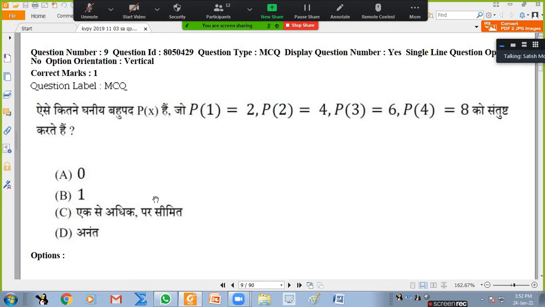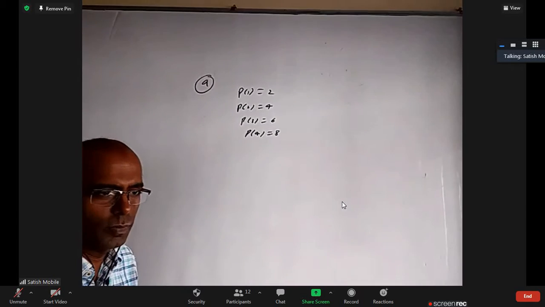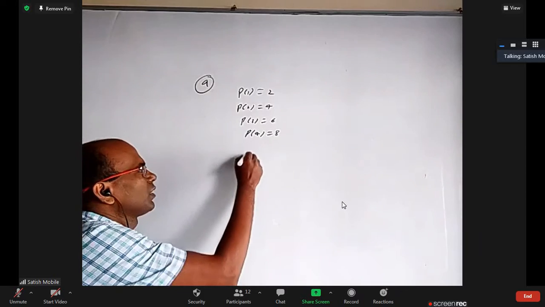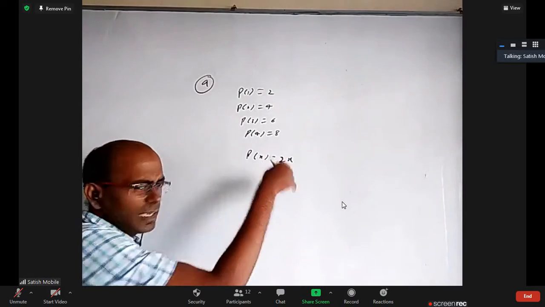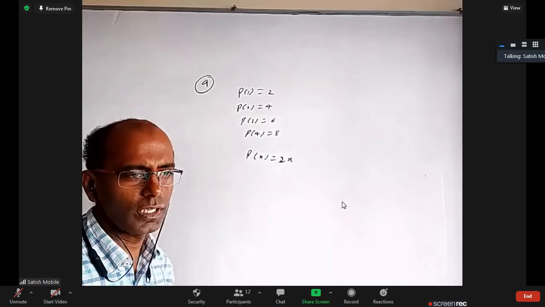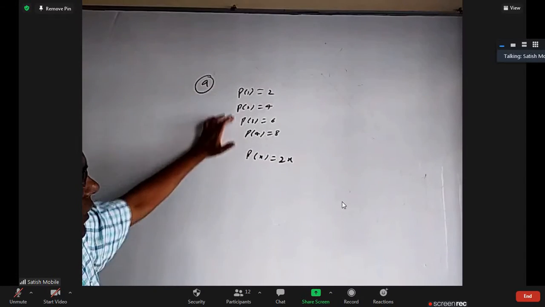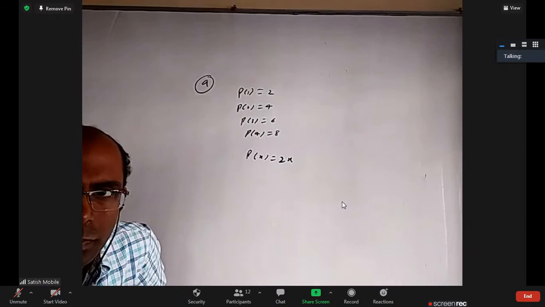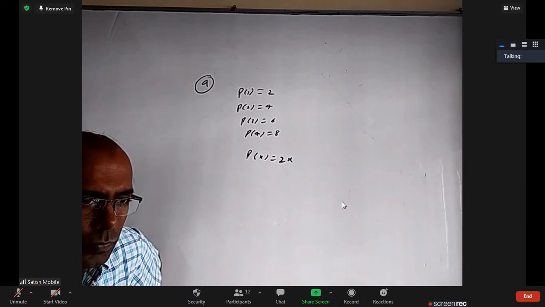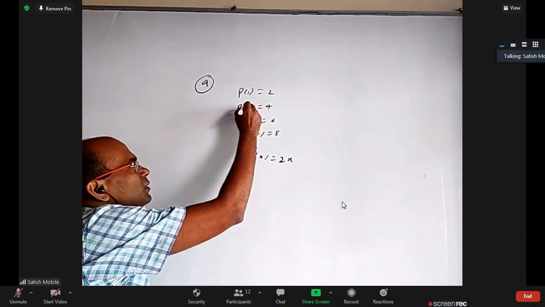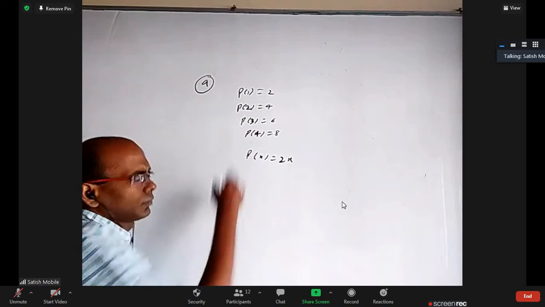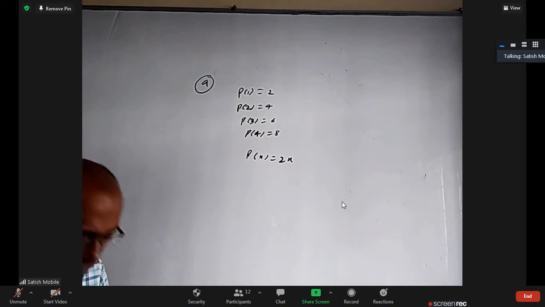P of 1 is 2, P of 2 is 4, P of 3 is 6, P of 4 is 8. Just by looking at this, can somebody tell me what the polynomial P of x will be? 2x. P of x equal to 2x. Other than a linear polynomial, will there be a quadratic, cubic, 4th degree or 10th degree? Can any polynomial satisfy this data? Is P of x equal to 2x the only function, or will there be some more polynomials? If they are there, would you like to give an example, or you just want to say they will definitely be there? Anybody?